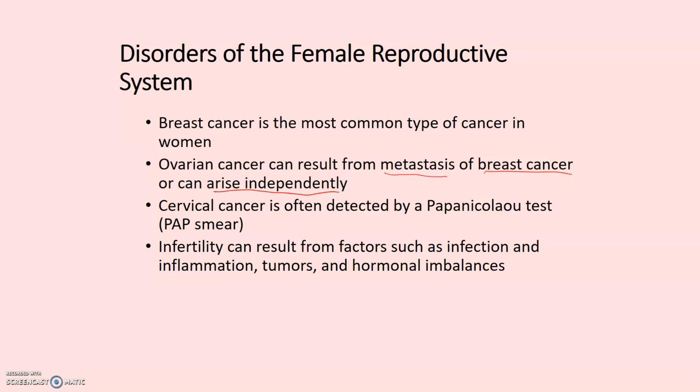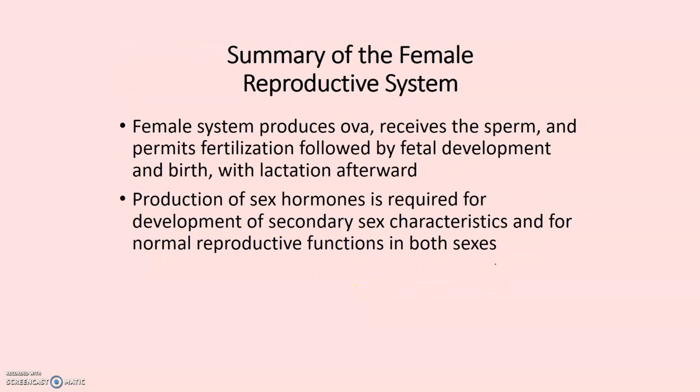These cancers can be detected by a pap smear, where a doctor removes cells from the cervix and tests for the presence of cancer cells. And then infertility can also be a reproductive failure. It's a reproductive disorder where infertility comes from a situation where an infection had occurred, like a staph infection, inflammation, tumors, fibroid tumors inside of the uterus, and also hormonal imbalances.